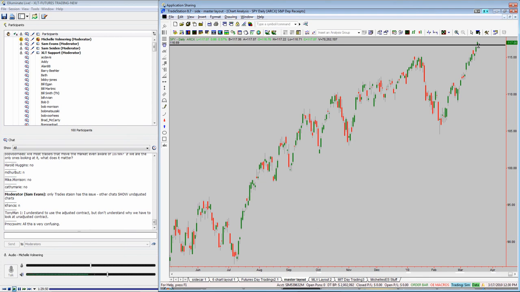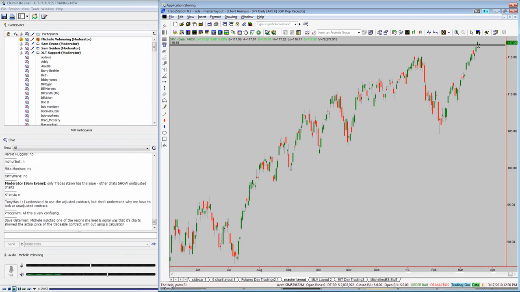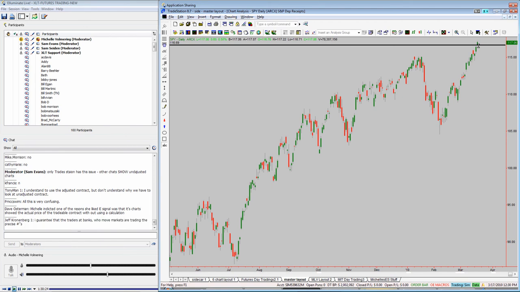Okay? We look at the unadjusted contract. I can only say this so many times the same way. We look at the unadjusted contract so that we know what the actual highs and lows were during that contract month's trading. We do that so that we know what the historical highs and lows were, and so that we're looking at trading the proper levels, not levels that were not the number actually being traded at that time frame.